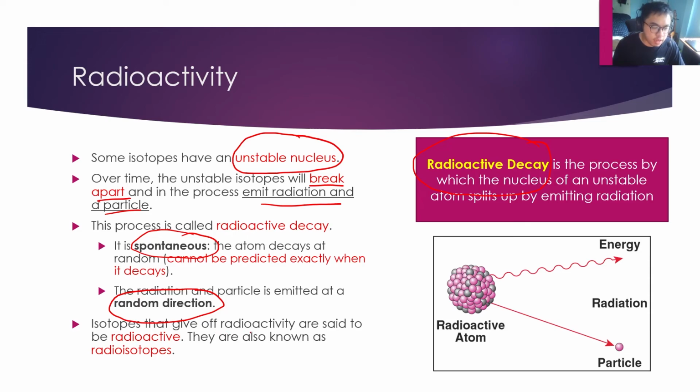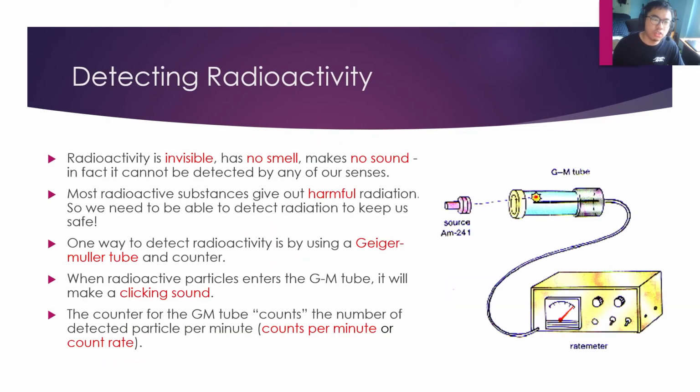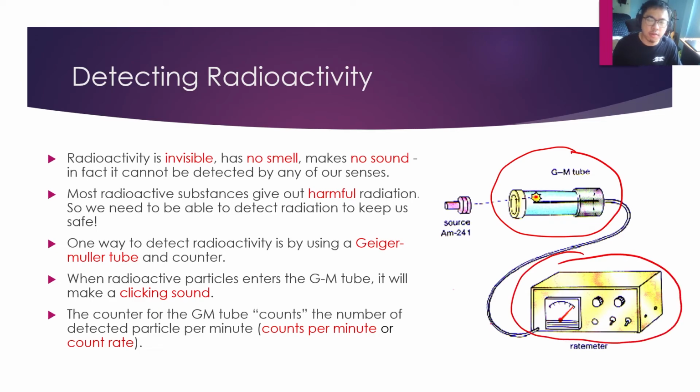Substances that give off radioactivity are said to be radioactive, and they are sometimes known as radioisotopes. In order to measure radioactivity, we use an instrument called the GM tube. And the GM tube is connected to a counter, and the counter basically counts how much radiation is happening. The unit for radiation that you will use for the syllabus is counts, or counts per minute, or counts per second, or even sometimes known as the count rate.